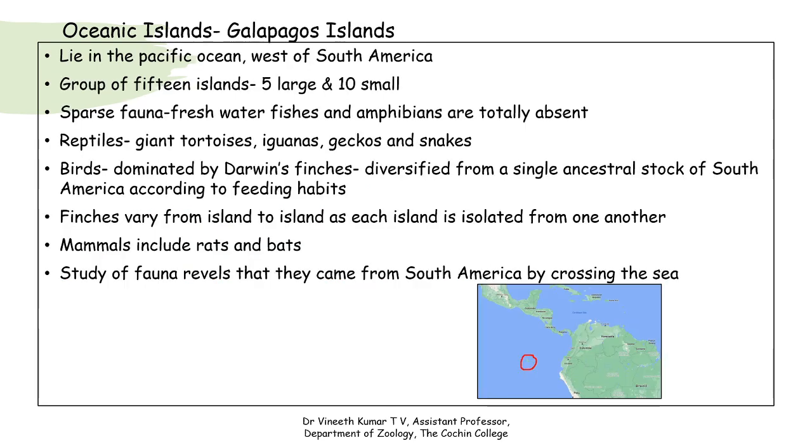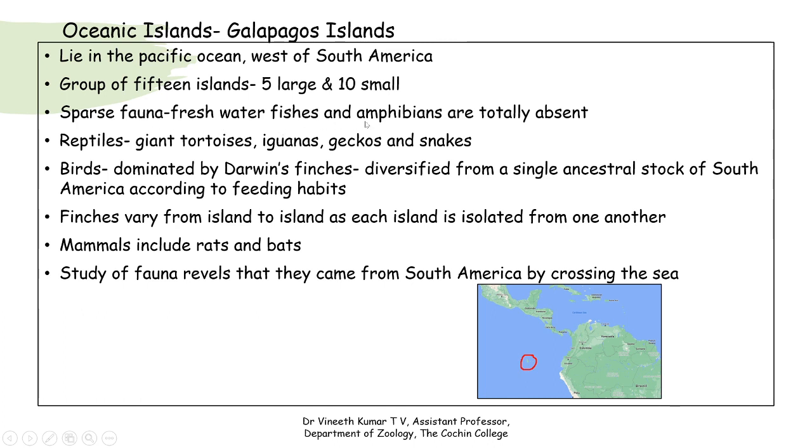which are called the oceanic islands. So, coming to oceanic islands, the example is the Galapagos Islands. As you can see here, this group of 15 islands is called the Galapagos Islands, of which five are large and ten are small. They lie in the Pacific Ocean, west of South America. As with every volcanic island, the fauna is sparse.